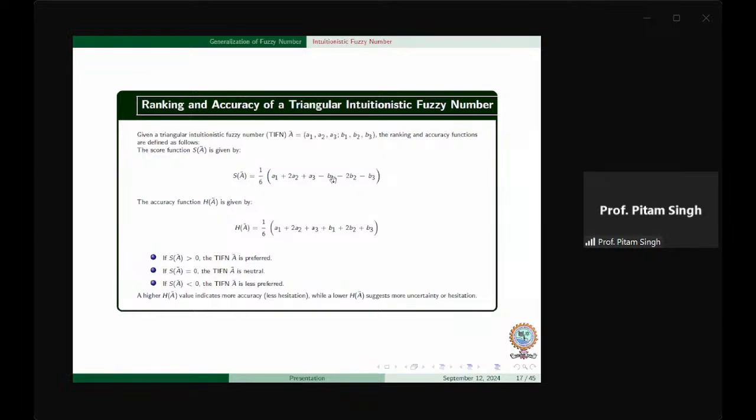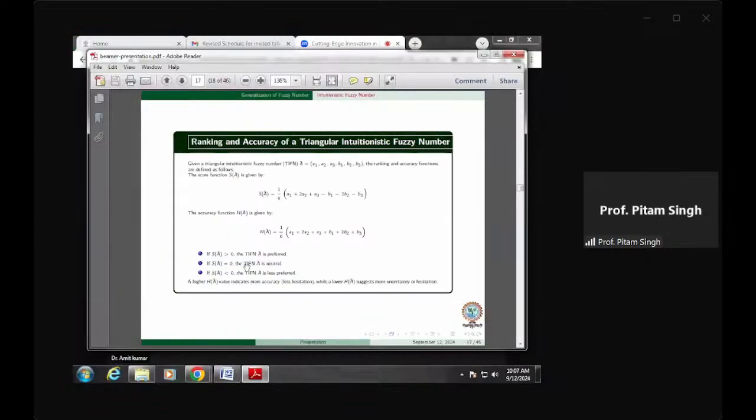We can consider ranking and accuracy defined for ordering general fuzzy numbers, any kind of general fuzzy numbers, and ranking is defined for the defuzzification part. For the given triangular fuzzy number, the ranking is the score function.